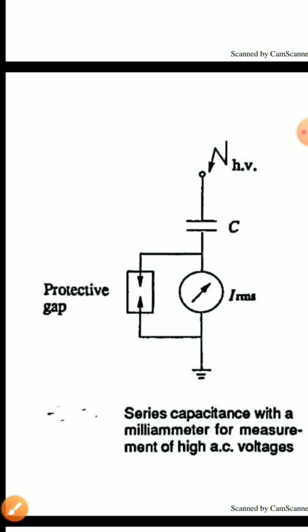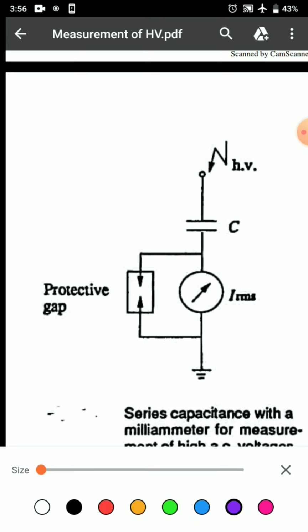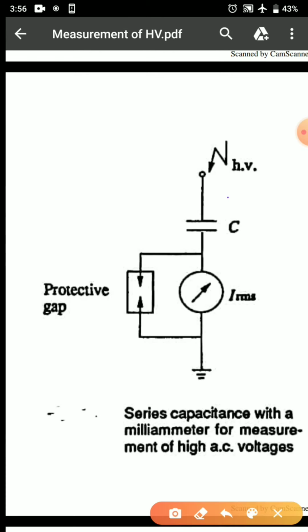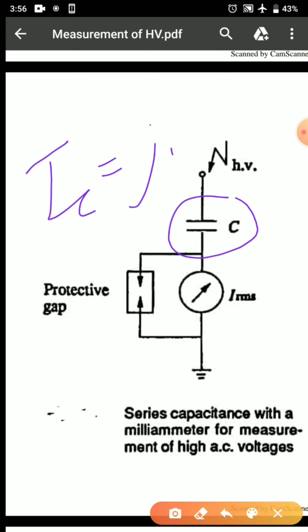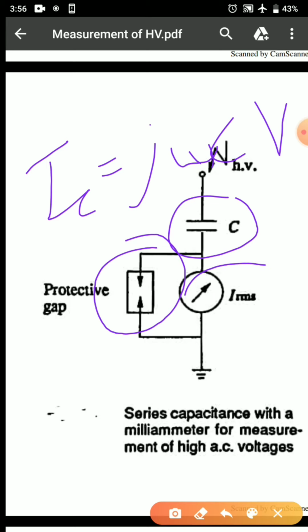While resistors have an issue of power loss, instead of a resistor, a capacitor can be used in the circuit for AC high voltage measurements, where IC is equal to j omega CV. Here a protective gap is provided for the measuring device.